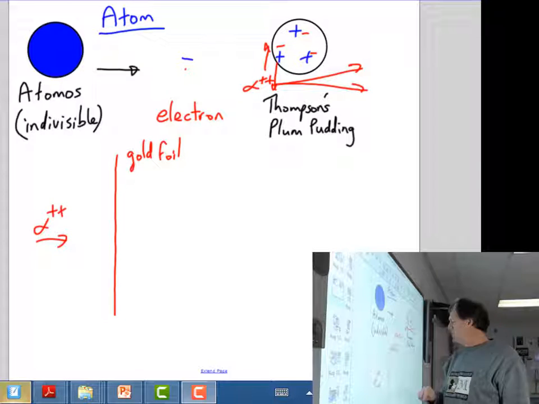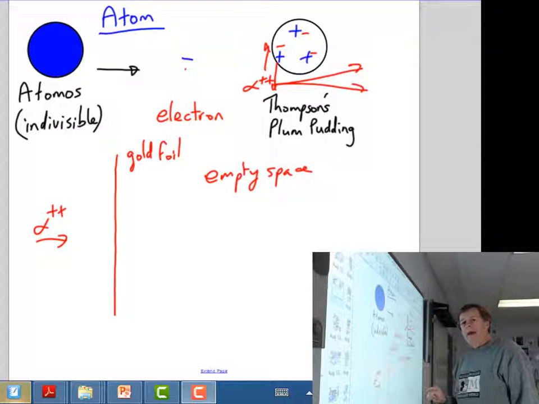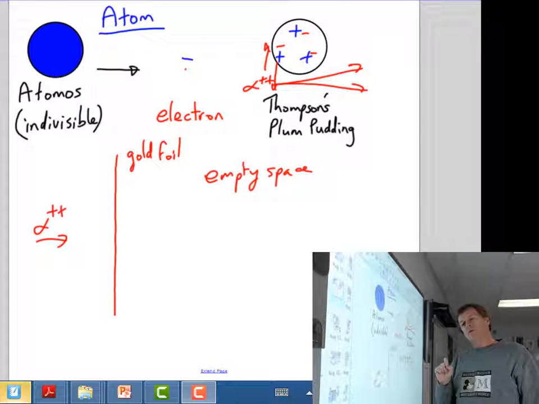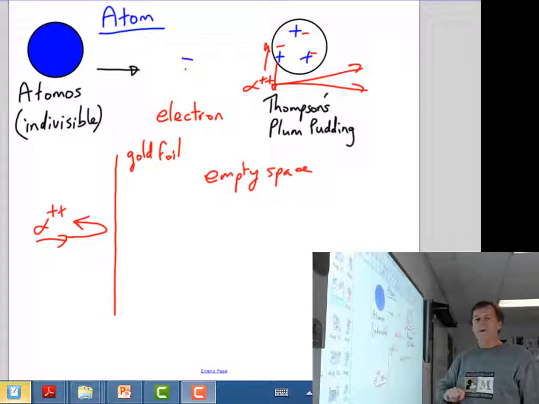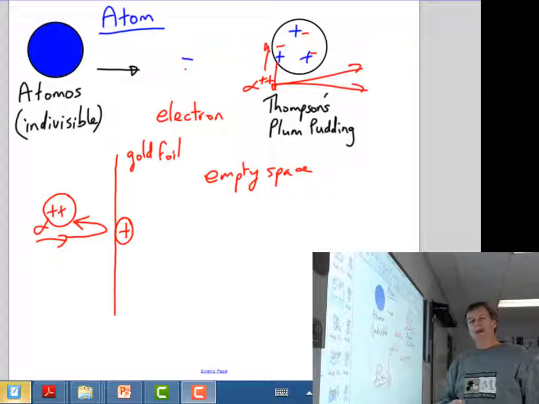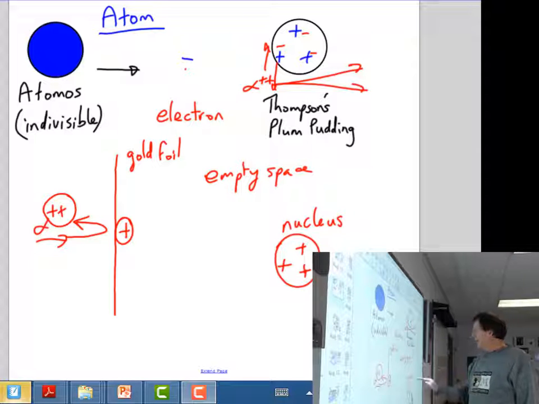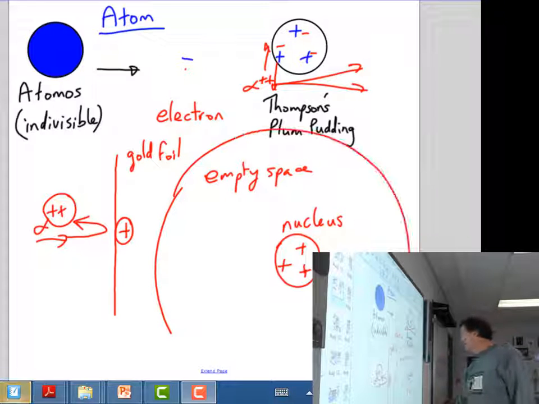What happened though is that very, very large amounts went straight through, which meant that most of the atom was empty space. Surprisingly, a very, very small number were actually deflected at large angles, almost up to 180 degrees. Okay? That meant there had to be a big concentration of something repelling this double positive charge, so there had to be a concentration of positive charge somewhere within the atom. So Rutherford came up with the idea that the atom had a central nucleus that was positive, and there would be something in there holding it together because of these repulsions. But the electrons are a long way away, and the atom was mostly empty space.